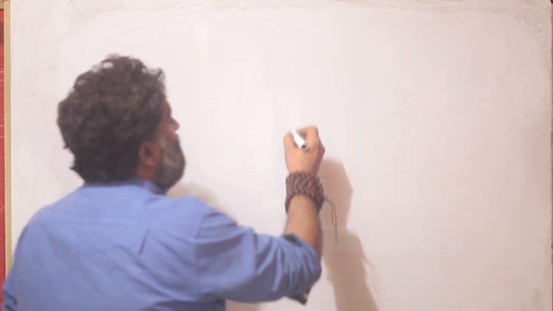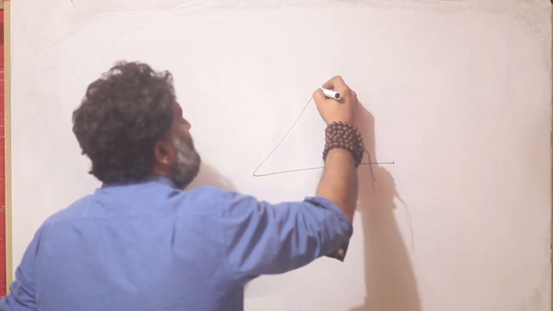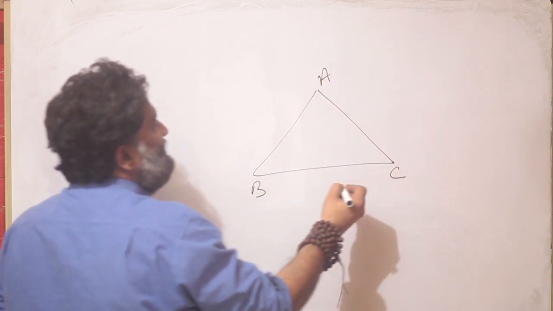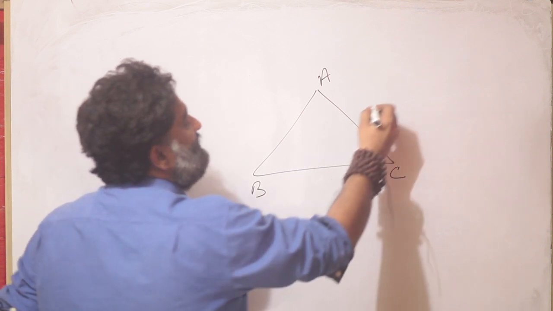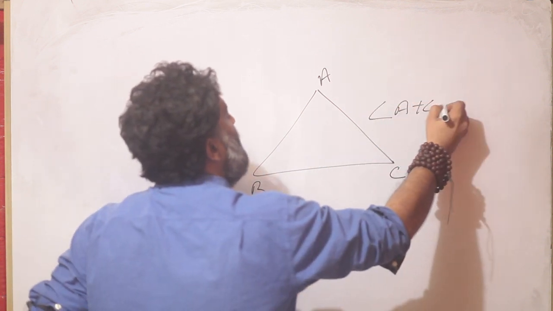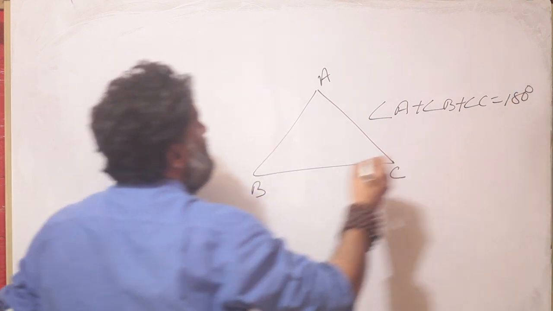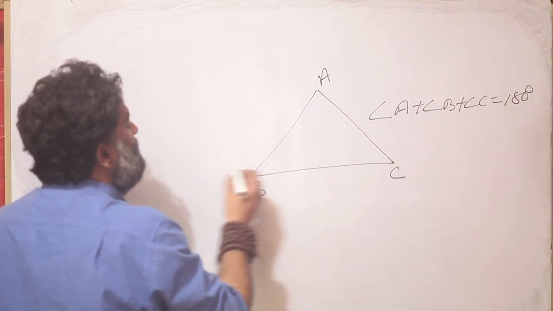So the angle sum property we have already looked at and derived also. If there is a triangle ABC, in any given triangle, angle A plus angle B plus angle C is equal to 180 degrees. That is one idea that we will be using a lot.